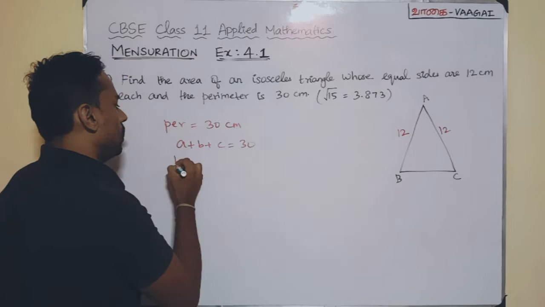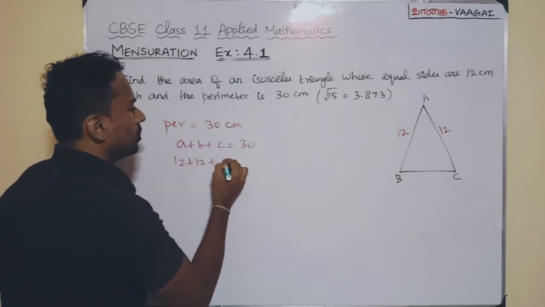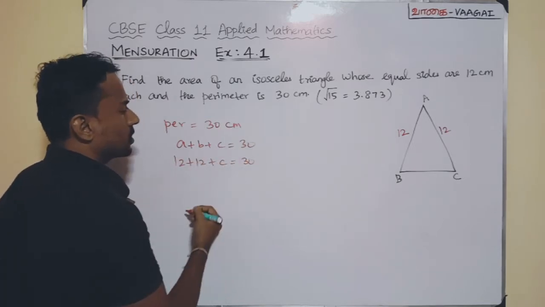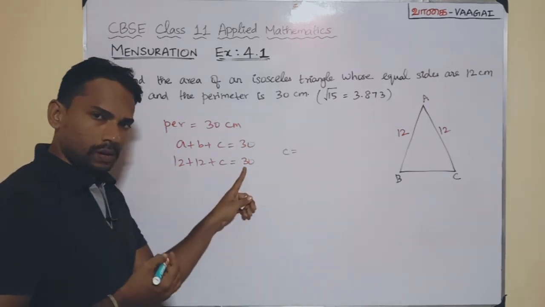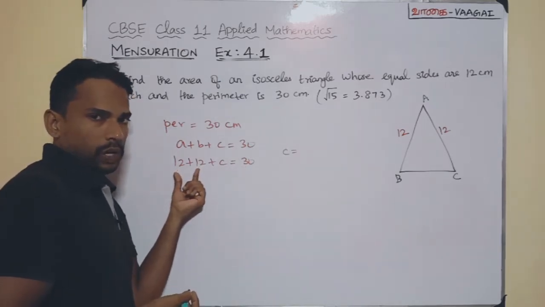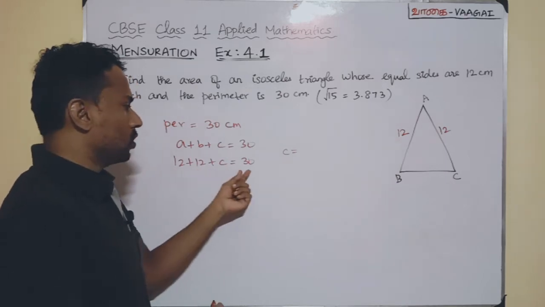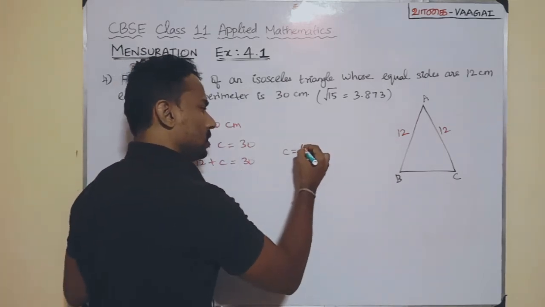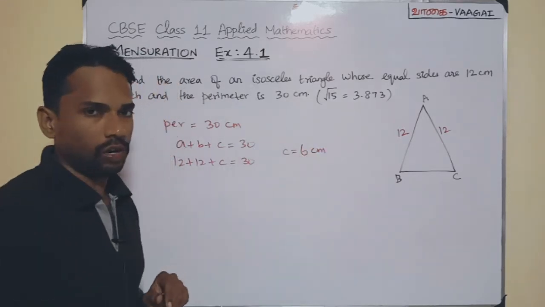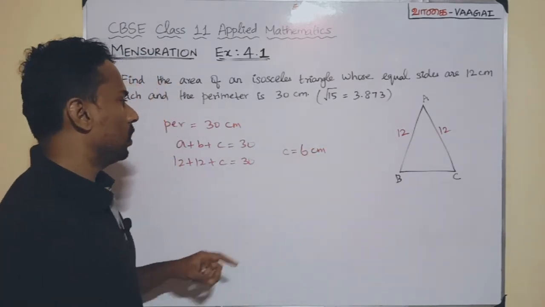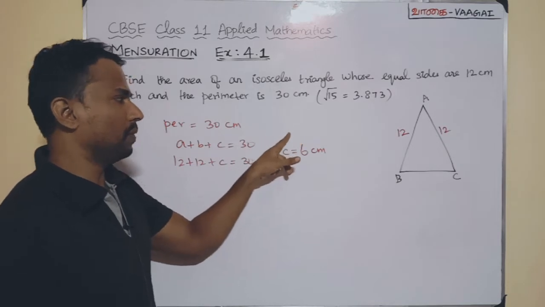So that means 12 plus 12 plus this C is going to be 30, which means I will be getting the value of C to be how much? C will be equal to 30 minus 24, because 12 plus 12 gives you 24. So 30 minus 24 will be 6. So the third side will be nothing but 6 centimeters. So that means we got all the three sides. They are going to be 12 centimeters, 12 centimeters and 6 centimeters.